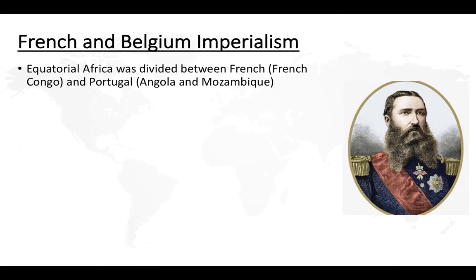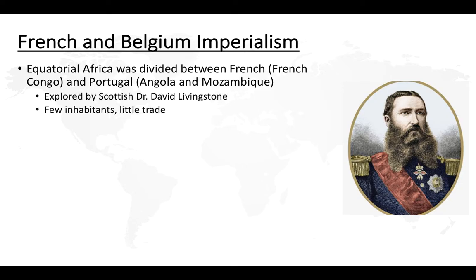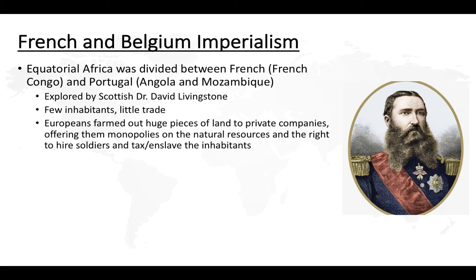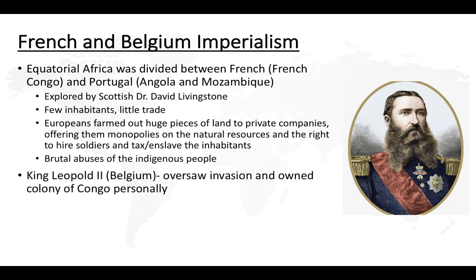One of the biggest sparks of this is going to be where we see the part in Africa by the equator being divided between the French and Portuguese. And we're going to see some explorers going through. Europeans are going to farm out huge pieces of land to private companies to make money, offering them monopolies over natural resources. And we see very, very brutal abuses of indigenous people.